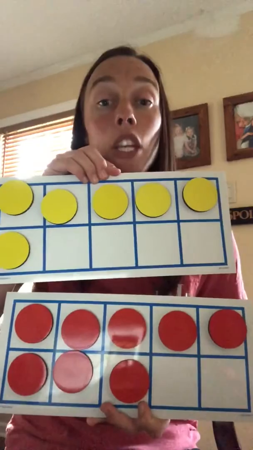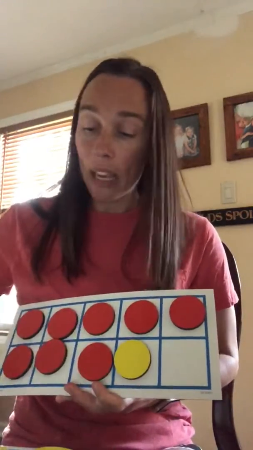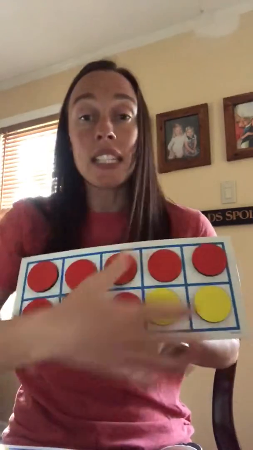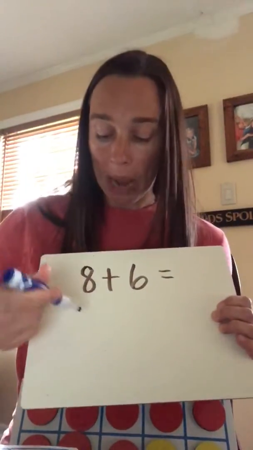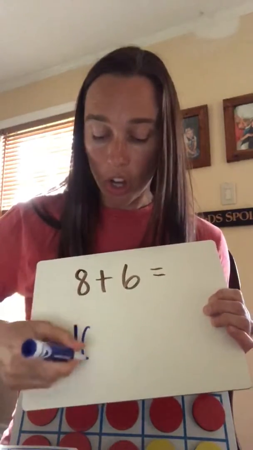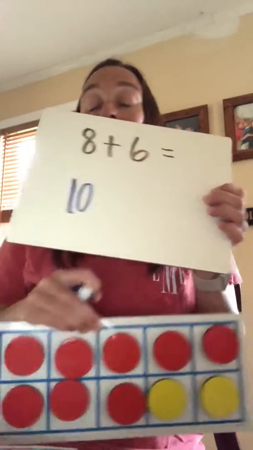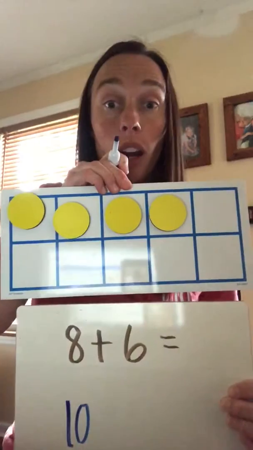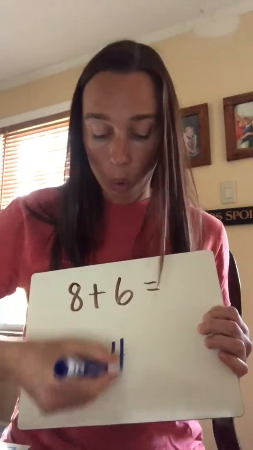So the first thing I need to do is make a 10. So I'm going to take some of my counters and make a 10. So I no longer have 8, I actually have 10. So I'm going to take my marker and say it's no longer 8, it is 10. Then I see that I have 4. So I no longer have 6 there, I actually have 4.